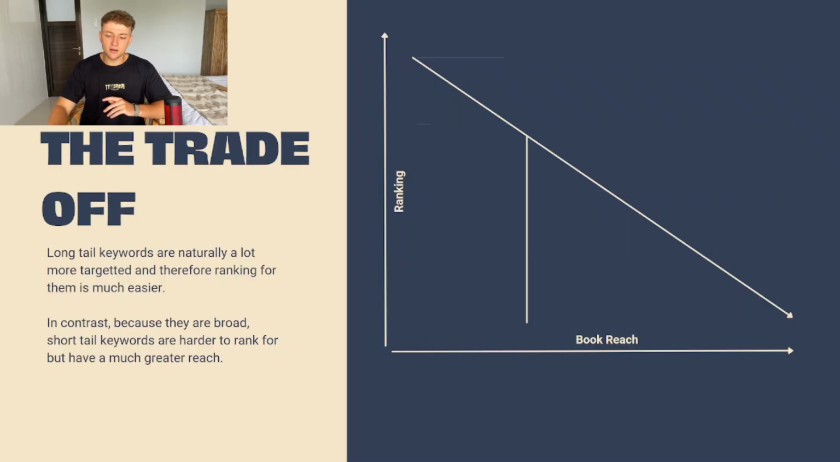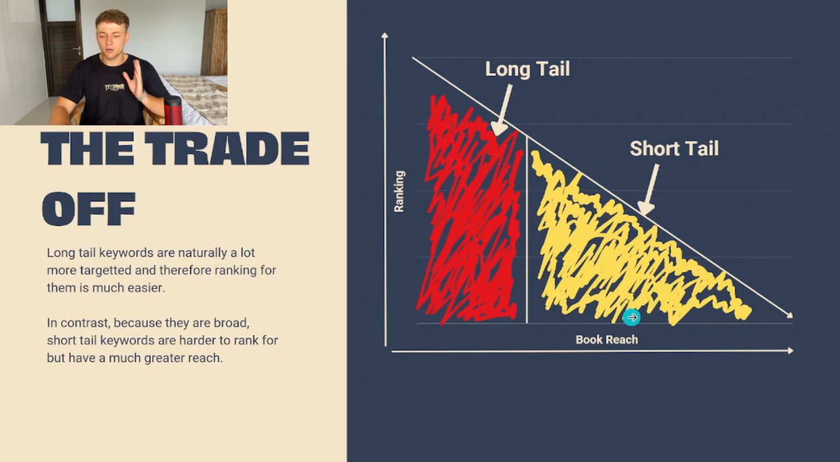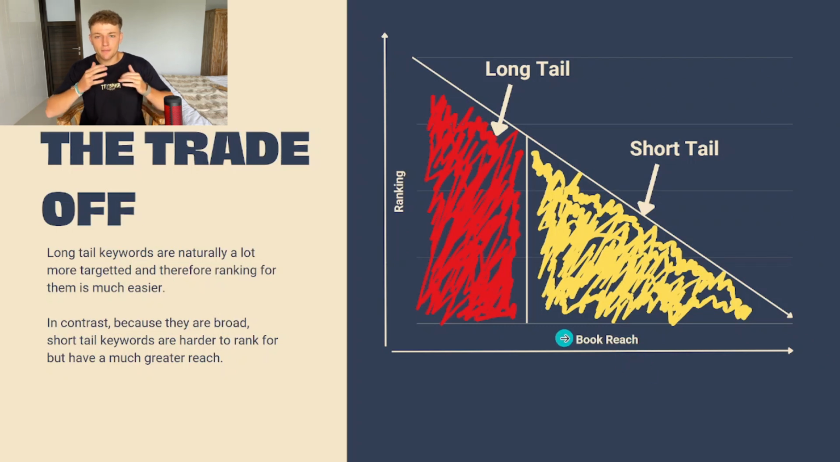In terms of long tail versus short tail keywords, it's all about finding a balance between the two. Generally you're going to rank a lot higher for a long tail keyword because, like I say, they're much more specific. But because they're specific, there's going to be a much smaller book reach, because only a certain number of people are going to be searching for these keywords. In contrast, short tail keywords are going to have a much greater book reach.